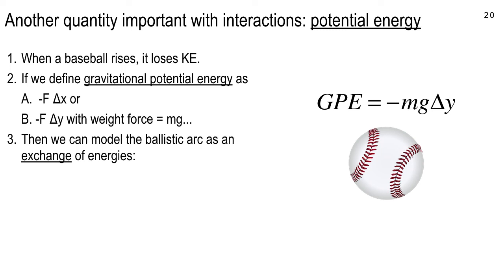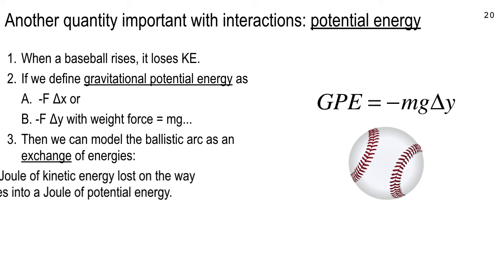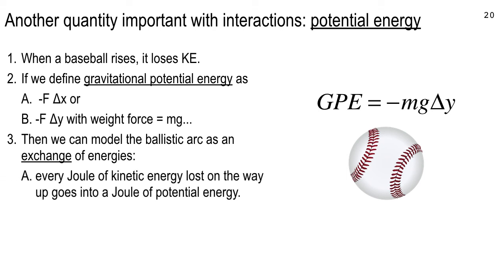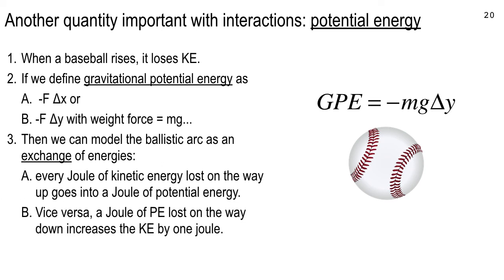So the way that we would describe the trajectory of a baseball is as an exchange of energies. You know, we already know about exchanging momenta. We've done a bunch of that with molecules and stuff. Exchange of energies, yeah. For every joule of kinetic energy lost on the way up, it goes into a joule of potential energy. And vice versa.